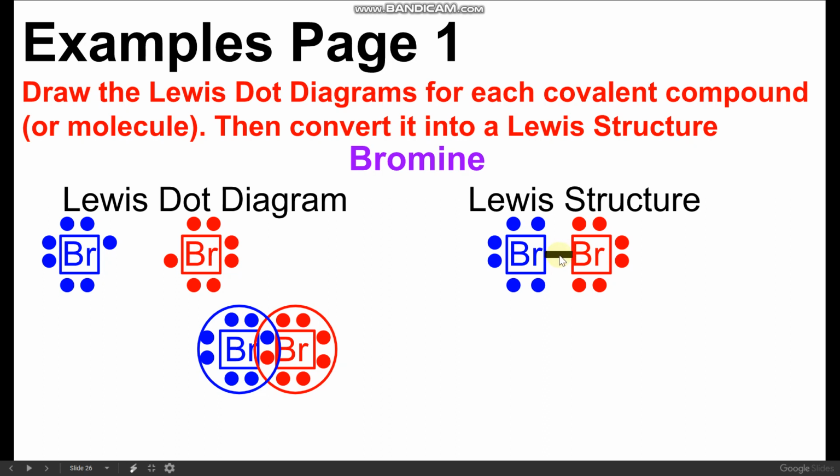And then this is the chemical bond between those 2 bromine atoms. That's how we represent it, with just a line in between the 2 atoms. Okay, so hopefully this is making sense. It's not too different from the Lewis dot diagram. The only real difference is you represent the bond with a line instead of 2 dots.